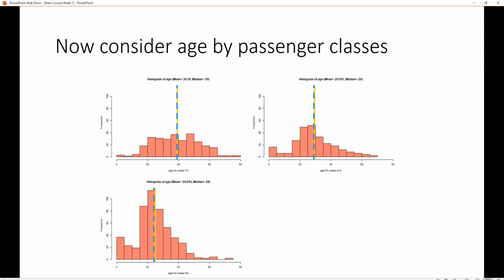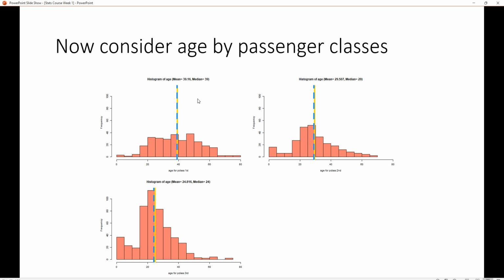And it's important to note that staff and sailors made up a big part of this third class. The biggest age groups were 20 to 30: 20, 25, and 30. Each of these bars represents 5 years. So if there are differences, we'd probably expect to see the biggest differences in age between first and third class passengers.